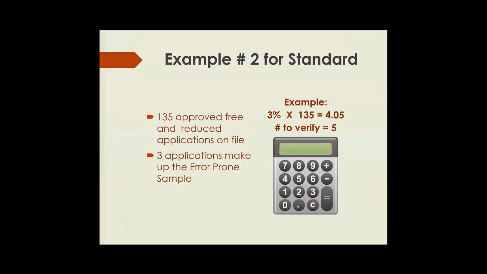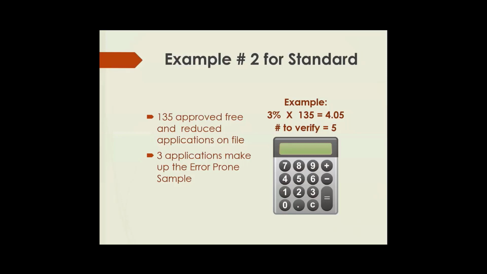If the SFA is using a software program, generally the error-prone application selection is in the programming part of the software. But if you're an SFA that's doing this manually, a good way to do this is to mark them as you're doing the applications at the beginning of the school year. And that way you won't have to go back through them to find them.